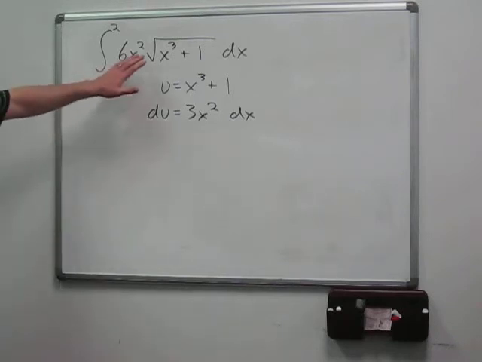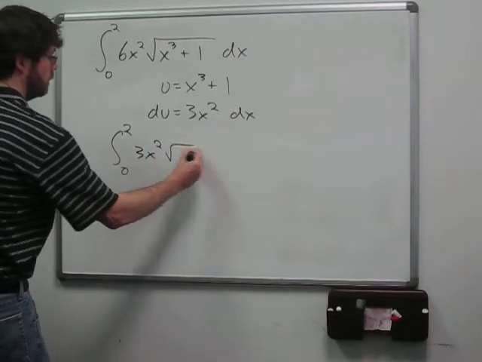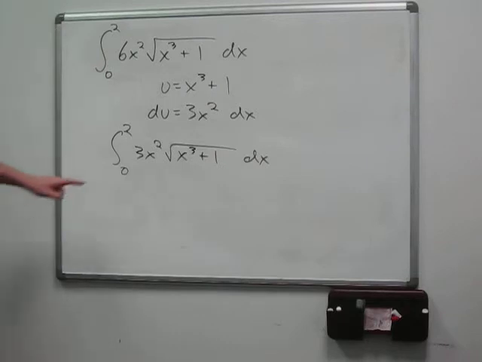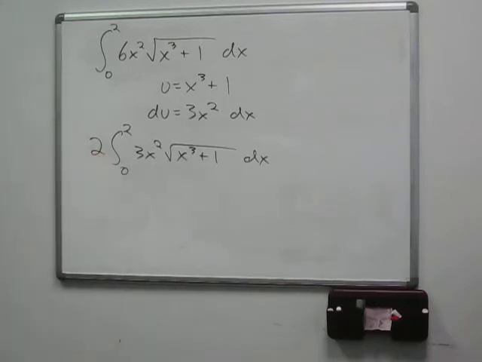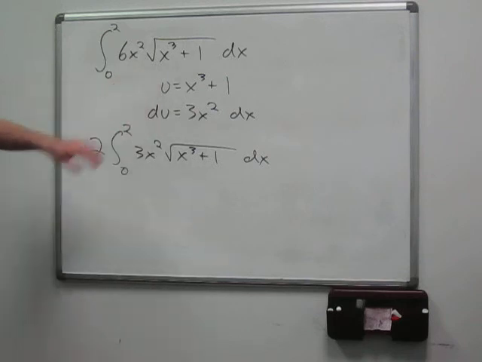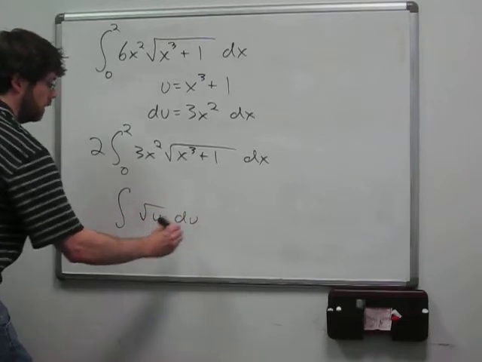Now we want to set up our integral so that we see our du exactly. To see the 3x squared here, I'm simply going to rewrite my 6 as 2 times 3, and I can put that 2 outside the integral. So now we're going to take this expression and write it completely in terms of u. The integrand becomes the square root of u du.